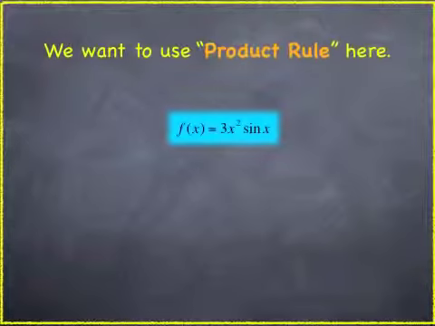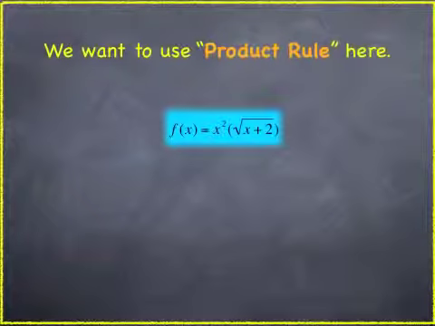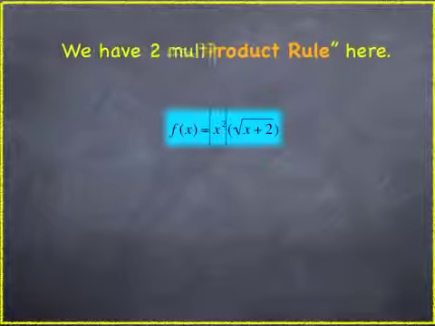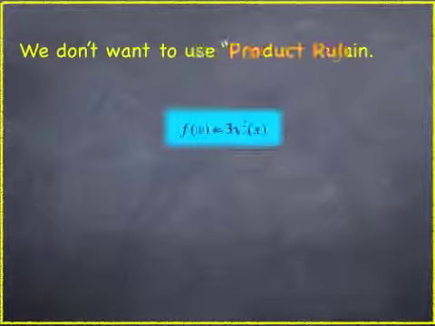Well, in this particular example we definitely want to use product rule. We have two multiplied parts, 3x squared and the sine of x, so it would apply here. This example we also would want to use product rule to take the derivative. We have two multiplied parts again, x squared and the square root of x plus 2.